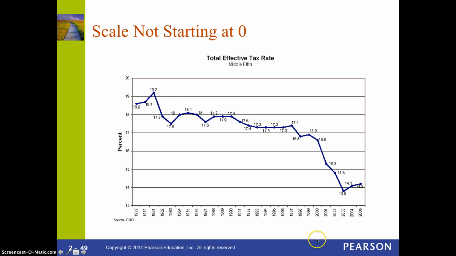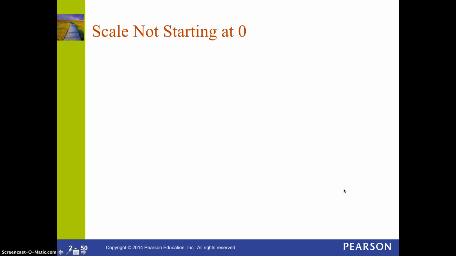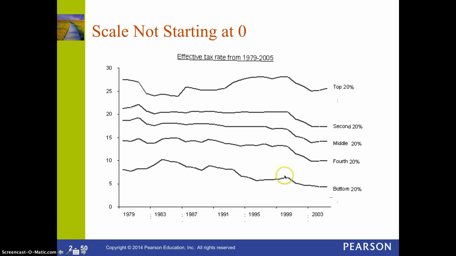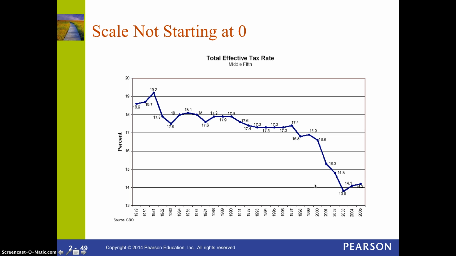So it looks like the middle class is actually enjoying this large tax break, but if you put it on a scale where it starts at 0, you notice that here's your middle 20%. It really doesn't look that much of a drop, but also all of these, everyone except the top 20%, have that same drop in their tax rate. So in this case, you had 2 problems with that original graph. One problem being they didn't start the scale at 0.